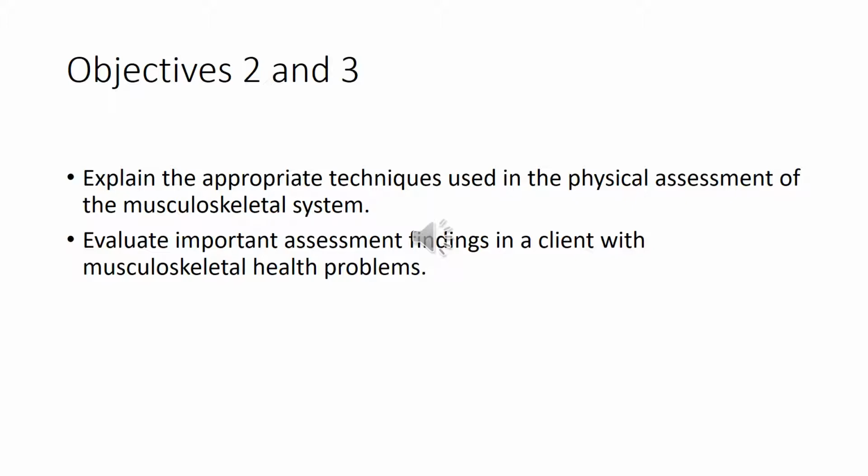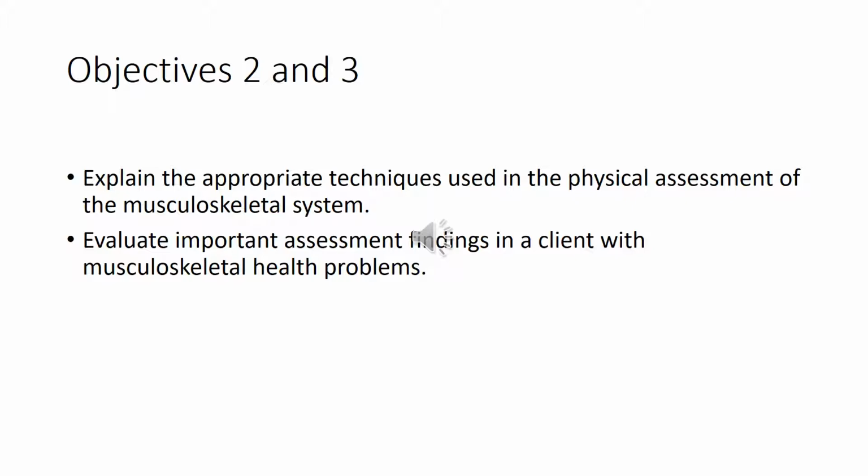And nutritional, we want to know what their daily intake of food and snacks are. Do they have difficulty in preparing food? What kind of supplements do they take? Especially about calcium and vitamin D. We want to find out about their weight. Any recent weight loss or gain could be a sign and symptom of a musculoskeletal issue.